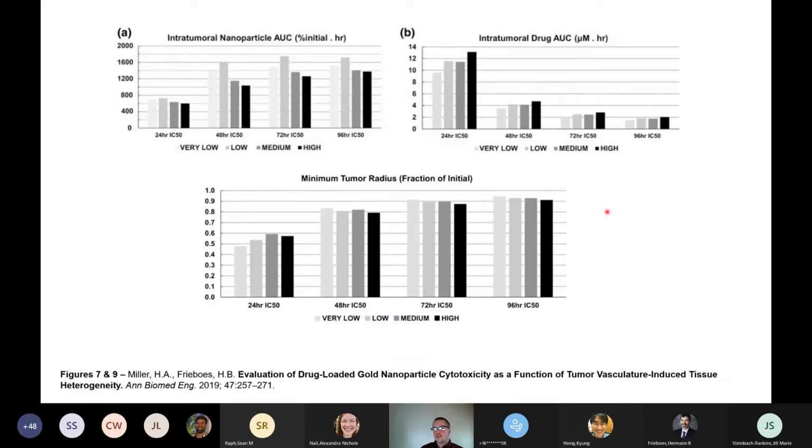Drug treatment was simulated as a bolus injection and was varied from a 24-hour IC50 on the high end to a 96-hour IC50 on the low end of drug strength. The lowest heterogeneity tumor is represented by the light gray bar, and the highest heterogeneity tumor is represented by the black bar. Interestingly, the area under the curve for intratumoral nanoparticles was highest in the low heterogeneity case, regardless of the drug strength.